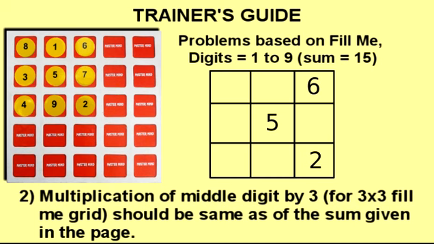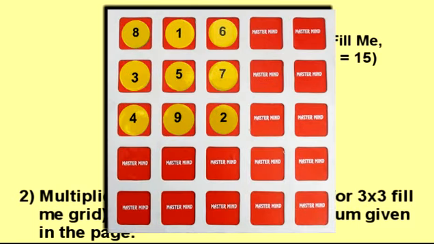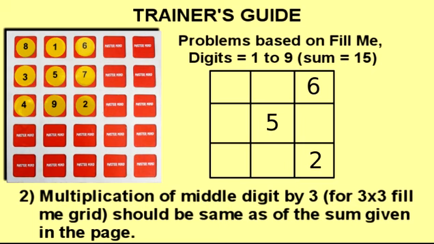Our second condition says the multiplication of the middle digit by 3 for a 3x3 filmy grid should be the same as the sum given in the page. You can see the digits are from 1 to 9 and the sum is 15. Now this is our completed filmy grid. As the condition says, the multiplication of the middlemost digit by 3 should be the sum. Here you can see the student has placed the digit 5 over here. So if I multiply 5 by 3, it will be 15 and the sum is 15. That means our second condition is satisfied.